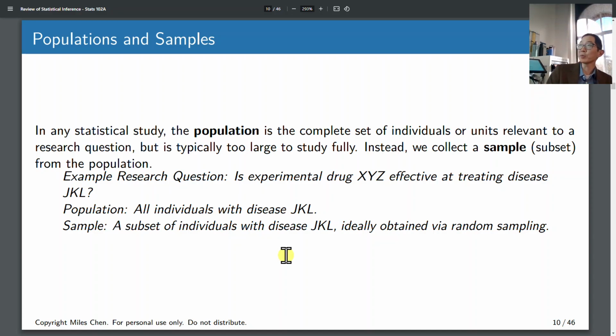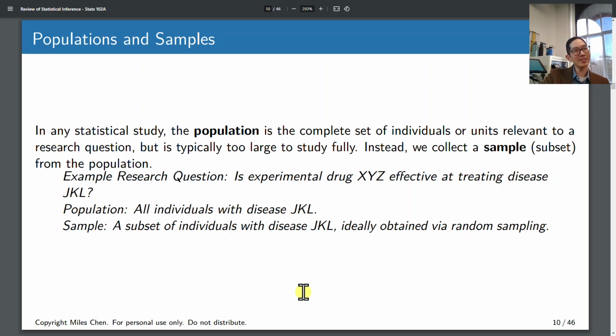And we work with a sample, which is going to be a subset of individuals with that particular disease. Ideally we get our sample via random sampling, but there are lots of different sampling methods.